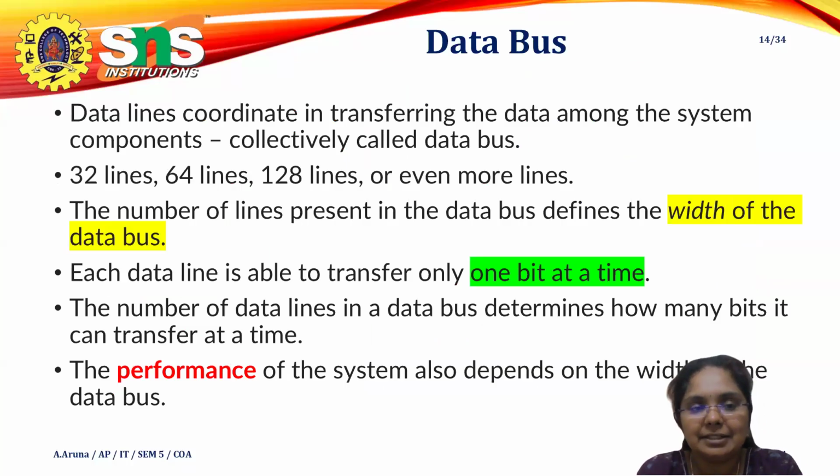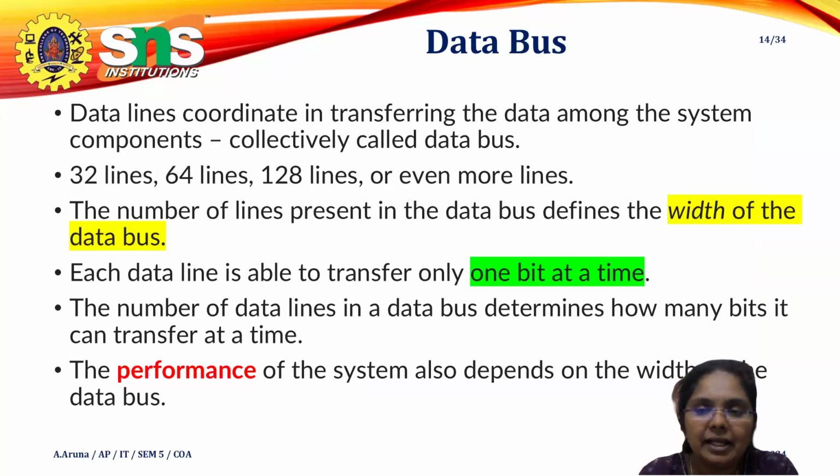What do you mean by data bus? First, we can say data. For doing anything, we need the data, or we can call it information. So the data lines coordinate in transferring the data among the system components. Collectively, we call it the data bus. Your data bus can have 32 lines, 64 lines, or 128 lines.